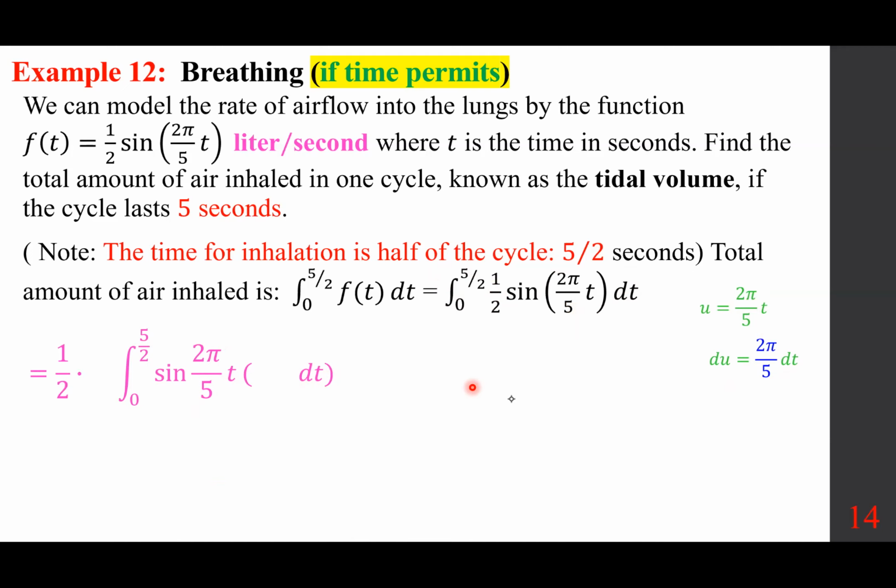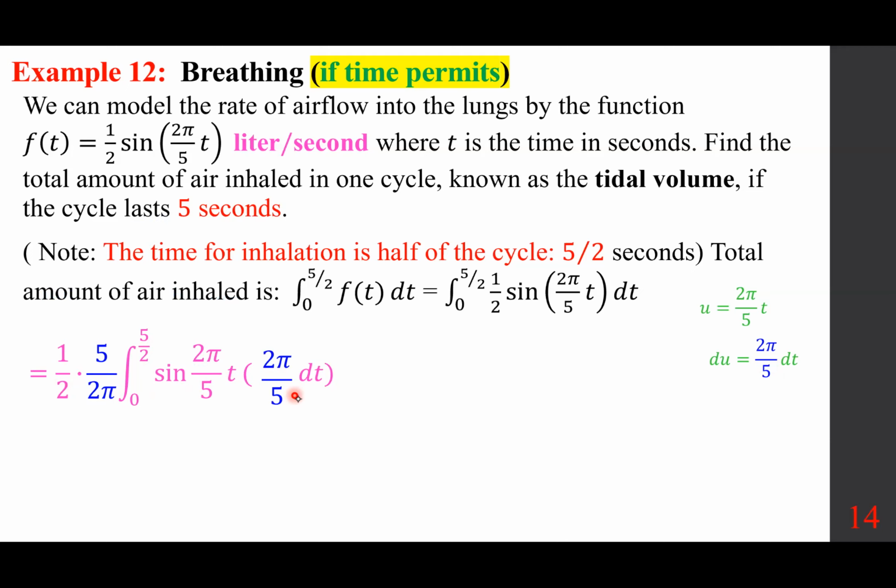I'm going to put this in parentheses because when I look at this one, I need 2 pi over 5. So if I throw in 2 pi over 5, and remember, 2 pi over 5 is a number, how do I undo it? The reciprocal of that. So I throw in 2 pi over 5 here, and then 5 over 2 pi here. I want you to pay attention to this. So therefore, what do we have? If you look at this one, it is 5 over 4 pi. If you look at this one, it is sine u. If you look at this one, it is du.